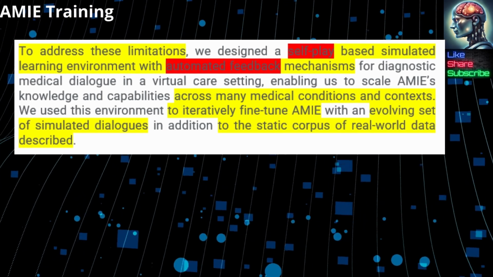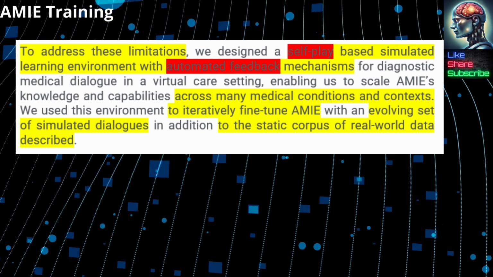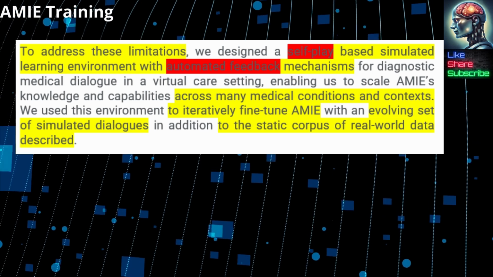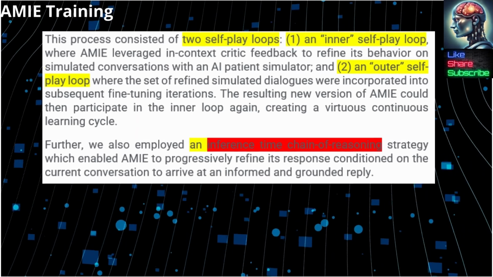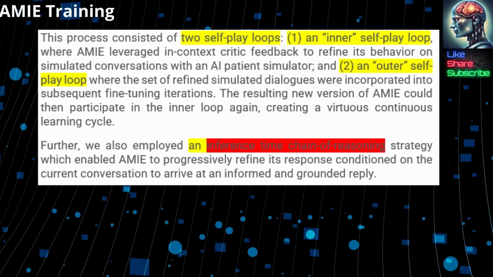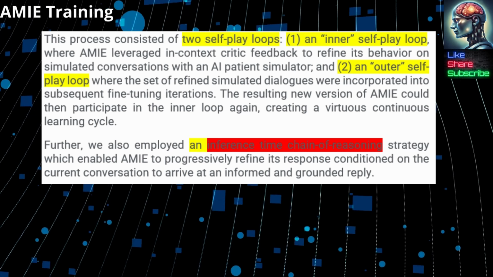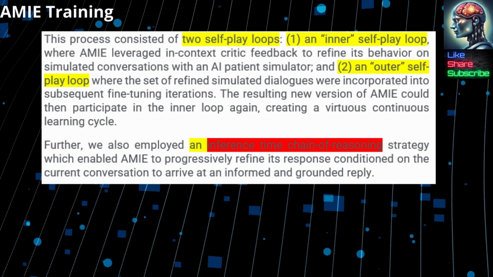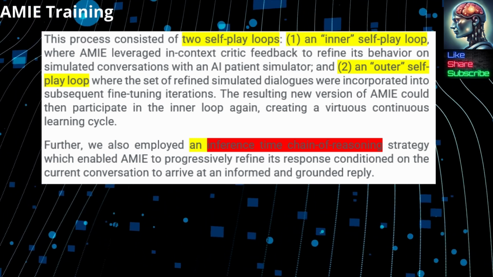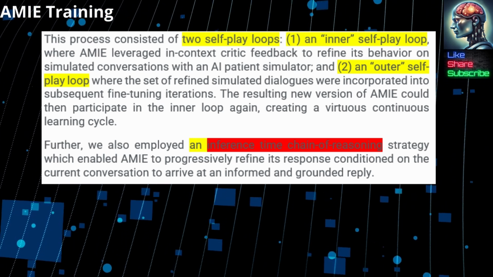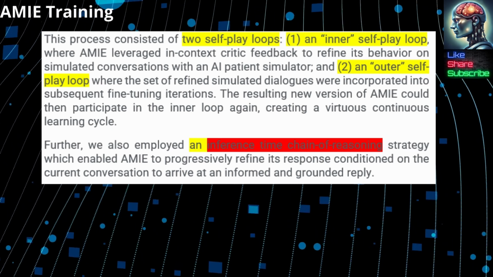They use this environment to iteratively fine-tune AMIE with an evolving set of simulated dialogues in addition to the static corpus of real-world data described. This process consisted of two self-play loops. One, an inner self-play loop, where AMIE leveraged in-context critic feedback to refine its behavior on simulated conversations with an AI patient simulator, and two, an outer self-play loop where the set of refined simulated dialogues were incorporated into subsequent fine-tuning iterations. The resulting new version of AMIE could then participate in the inner loop again, creating a virtuous continuous learning cycle.